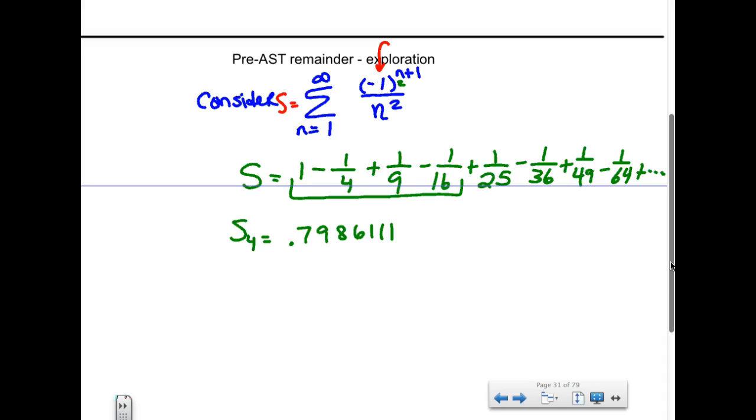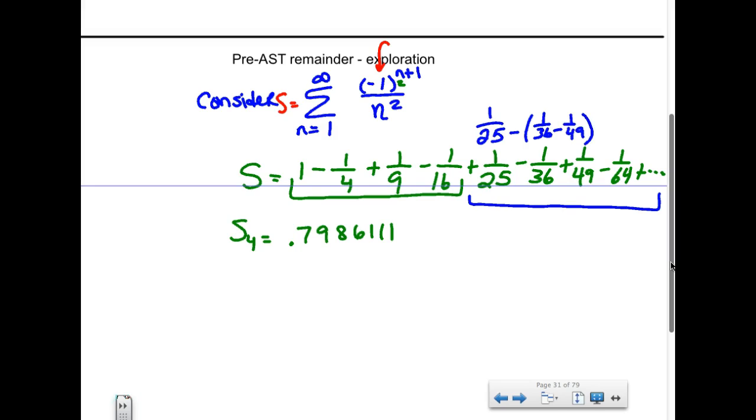So what I have here is I've got S sub 4. What I want you to do now is we're going to look at the rest of this. So right here, which is what I'd call R sub 4, the remainder after the first 4. I do know that S sub 4 plus R sub 4 has to equal S, right? So what I'm going to do is bound that with something, and I'm going to rewrite these terms a little bit. Up above, I'm going to write this as 1 over 25 minus, and then I'm going to go like this, 1/36 minus 1/49.